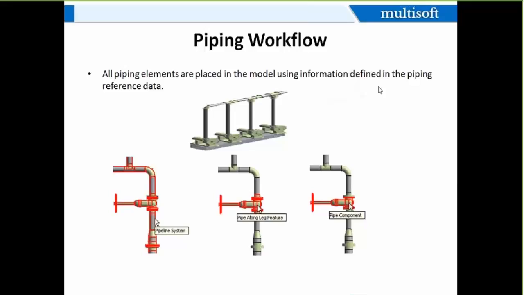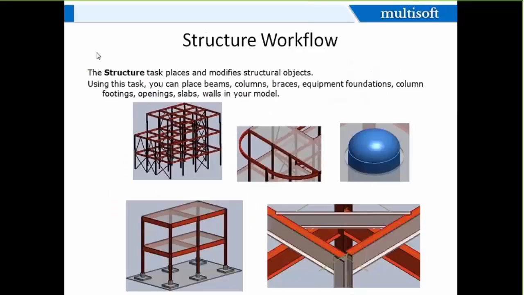You can see different types of options here, like the pipeline system. This is a piping leg feature, pipe along leg feature, and this is a piping component. Here, if you select any valve, automatically the valve will come with the flange, the gasket, and the bolts. It's not like other software like PDS or PDMS. You have to model the gasket, bolt, weld, then again the particular valve, again gasket, bolt, weld. But here it's not like that, you can directly place a valve assembly completely. Next is the structural approach.